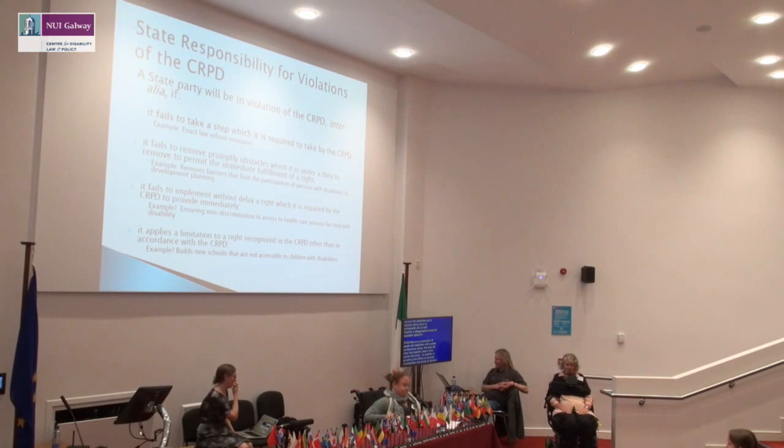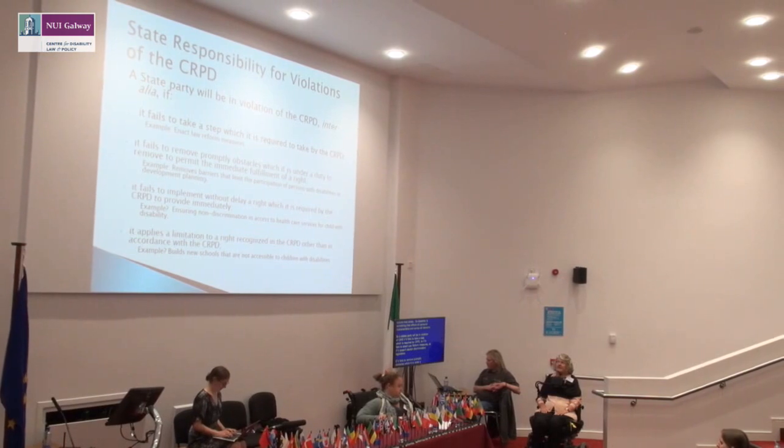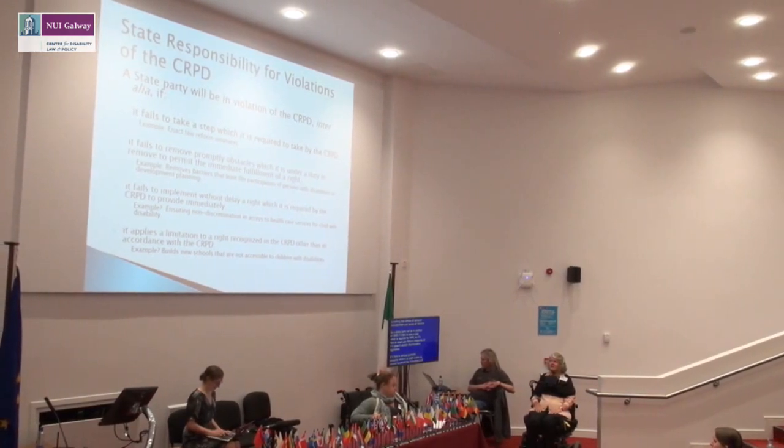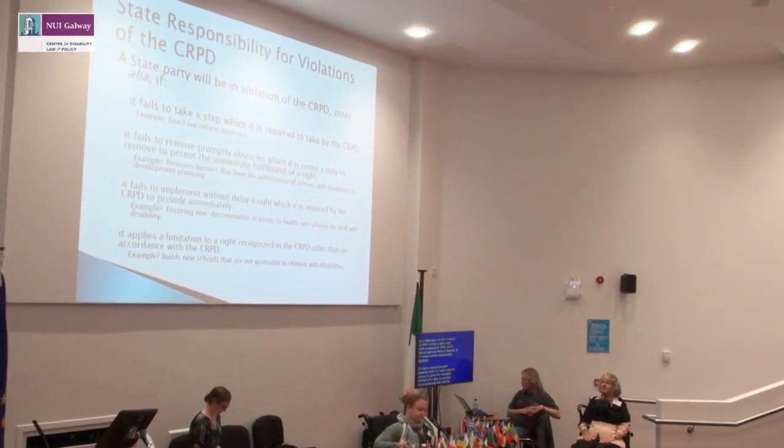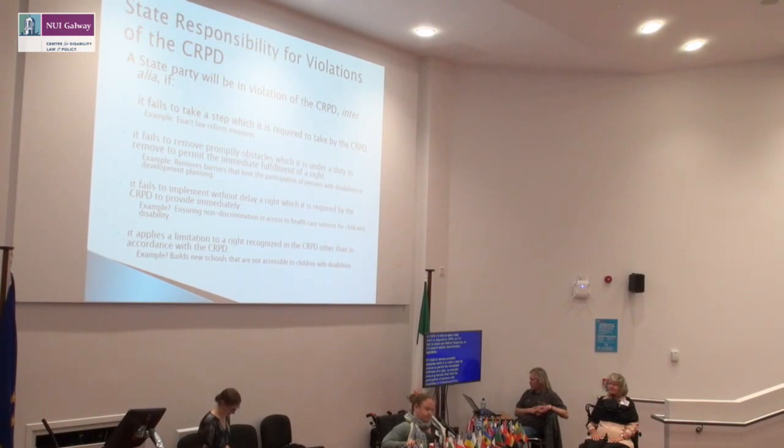So a state party will be in violation of CRPD if it fails to take a step which is required by CRPD. So if it fails to enact law reform measures, if it doesn't abolish discriminatory legislation, if it fails to remove properly obstacles which it is under a duty to remove to permit the immediate fulfilment of a right. So for example, removing barriers that limit the participation of persons with disabilities in development planning.